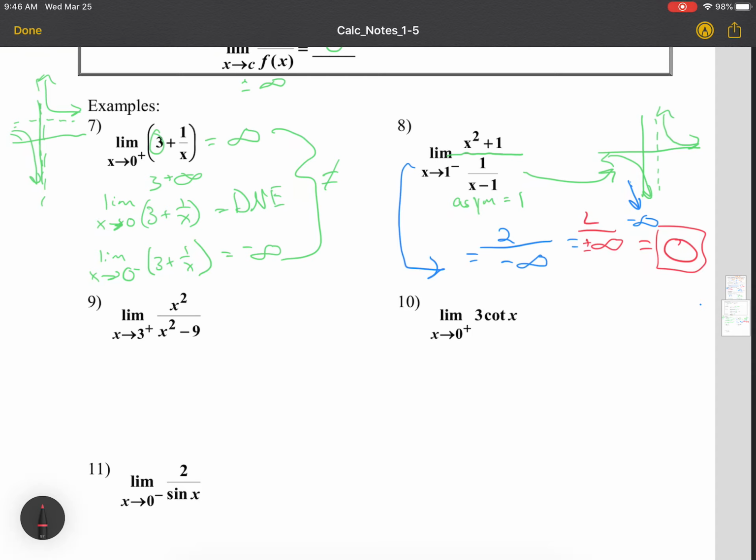Number 9. We have the limit as x goes to 3 from the positive side. Again, we're going to break it up and look at our top part and our bottom part. For the top, this is one of those you can just plug in. You plug in 3, what are you going to get? 9. So our limit on the top is 9. Now when we look at the bottom, we know that there's an asymptote. From the stuff we did previously, we actually know that there are 2 asymptotes because we have 2 x's that can be asymptotes in this equation.